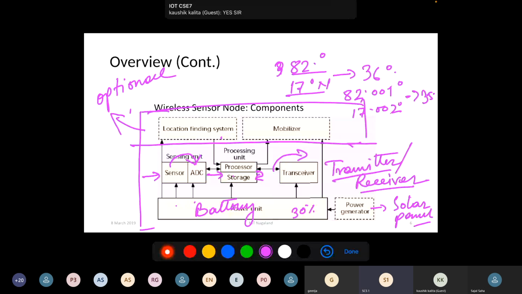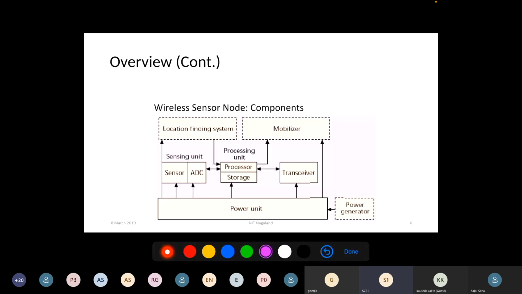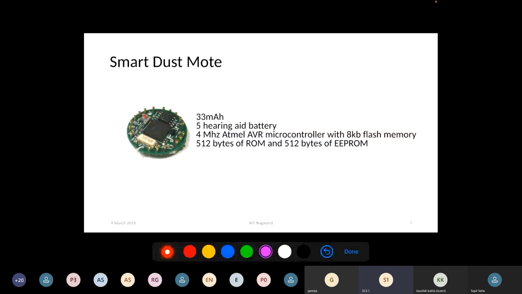Okay, so the next option is after the enter, you have gone through the entire wireless components here: location finding system, mobilizer, sensor. Apart from this optional part, the rest is your mandatory portion. Whatever your wireless sensor node is, these parts must be there within it. So I am showing you some examples of wireless sensor nodes. So these are the nodes.